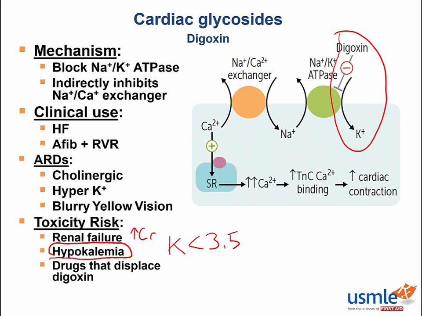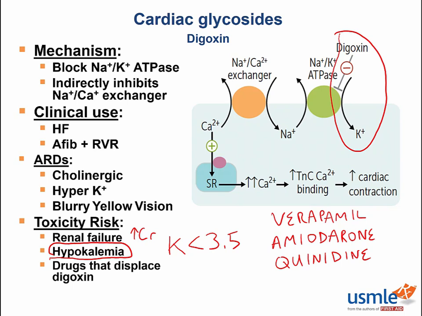Digoxin binds albumin, but so do other drugs like verapamil, amiodarone, and quinidine. If a patient is taking both drugs, you can guarantee that one of these three drugs will compete with digoxin for albumin binding sites. This is dangerous because you can potentially displace digoxin from albumin and increase free digoxin floating around.